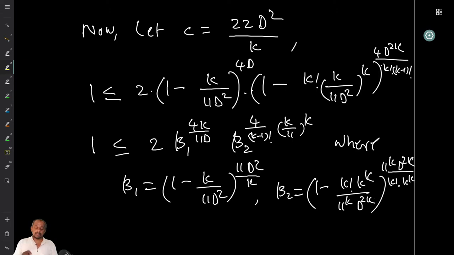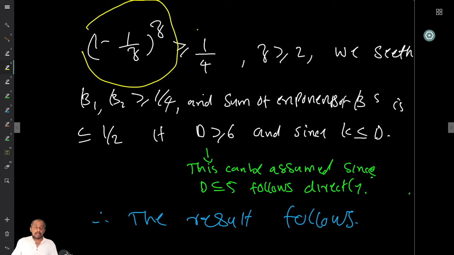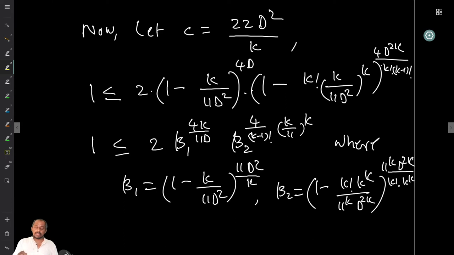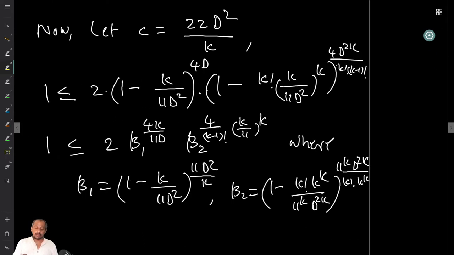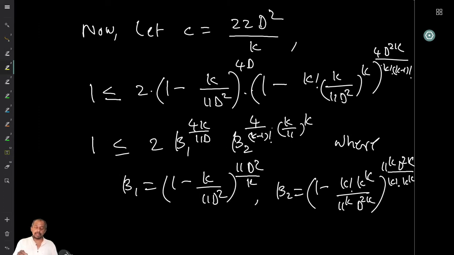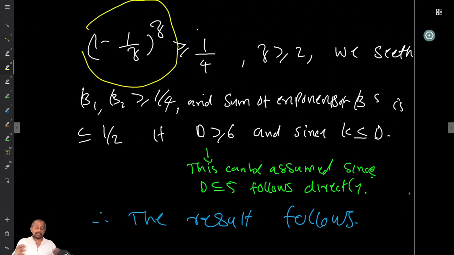Beta 1 as this one, beta 2 as this, so that you will get it into this form: 1 less than or equal to 2 into beta 1 raised to 4k by 11 delta, and beta 2 raised to this thing. Once this is obtained, we can see that the sum of the exponents of beta 1 and beta 2 together, this 11 delta square by k and this one, 4k by 11 delta and 4 by (k minus 1) factorial into (k by 11) whole raised to k, sum to some number which is less than or equal to half.